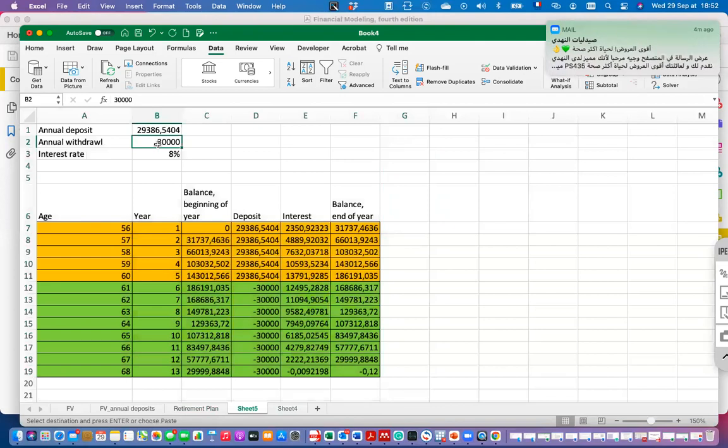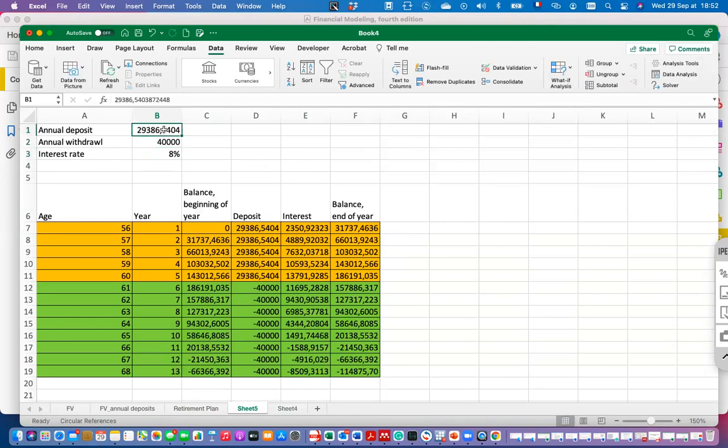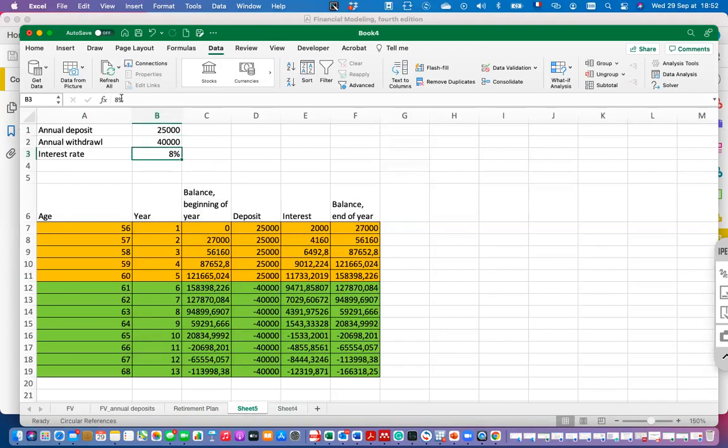Now the annual withdrawal is equal to $40,000 instead of 30,000, so I will change the annual withdrawal. I will take an arbitrary value of annual deposit. It's an arbitrary value, so you are free to choose the value which seems most suitable to you. Let's say $25,000, for example. Interest rate 5% instead of 8%.